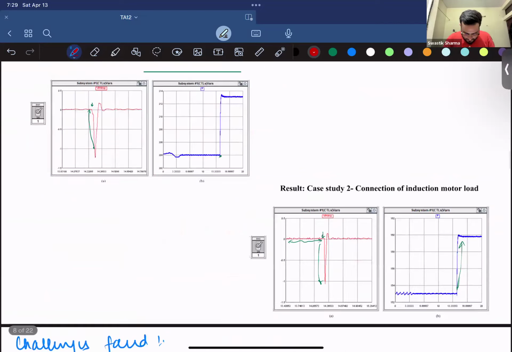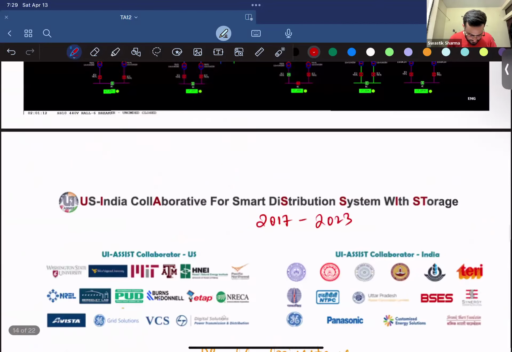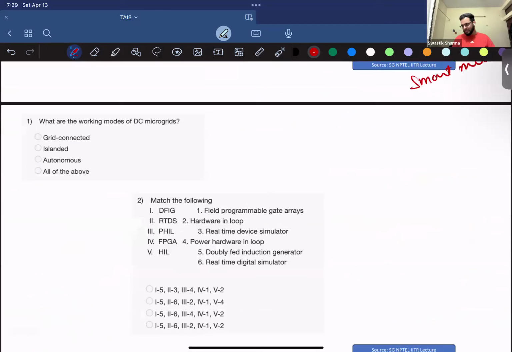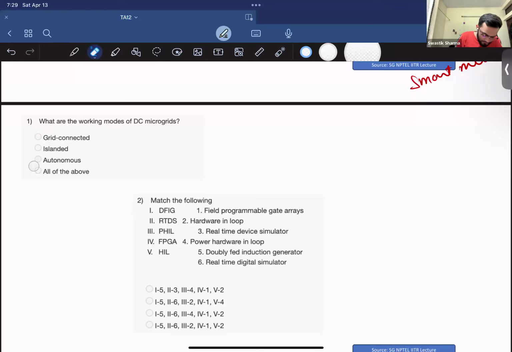So let's move on to questions then, since there are no questions. Very easy questions this time. Let's start with the first question. What are the working modes of DC microgrids? You can have grid connected, you can have islanded when there is no grid, and you can have autonomous, that is something that works on its own. That is what was there in the Harnu village. So all of the above is the correct answer.